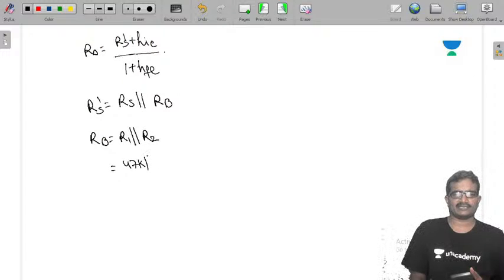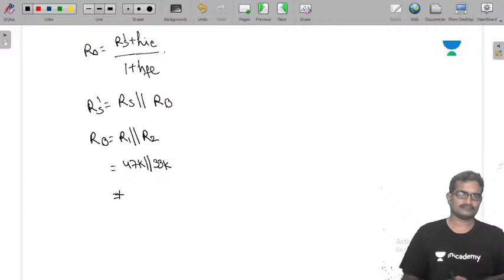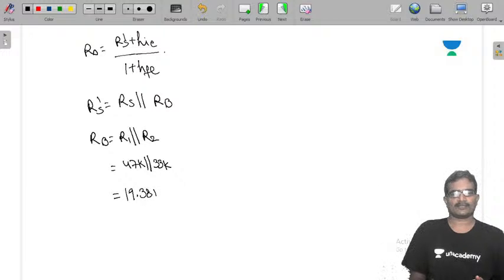47k parallel with 33k, which is 47 into 33 divided by 80. That is 19.4 or 19.38 kilo ohms.